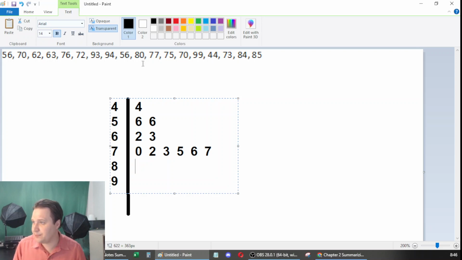All right, so 80. We have 80 right there. 84 and 85. For the 9s, 93, 94, 99. And so there's your stem plot. Let's count to make sure I got them all. 1, 2, 3, 4, 5, 6, 7, 8, 9, 10, 11, 12, 13, 14, 15, 16, 17, 18. Now the stem plot: 1, 2, 3, 4, 5, 6, 7, 8, 9, 10, 11, 12, 13, 14, 15, 16, 17.